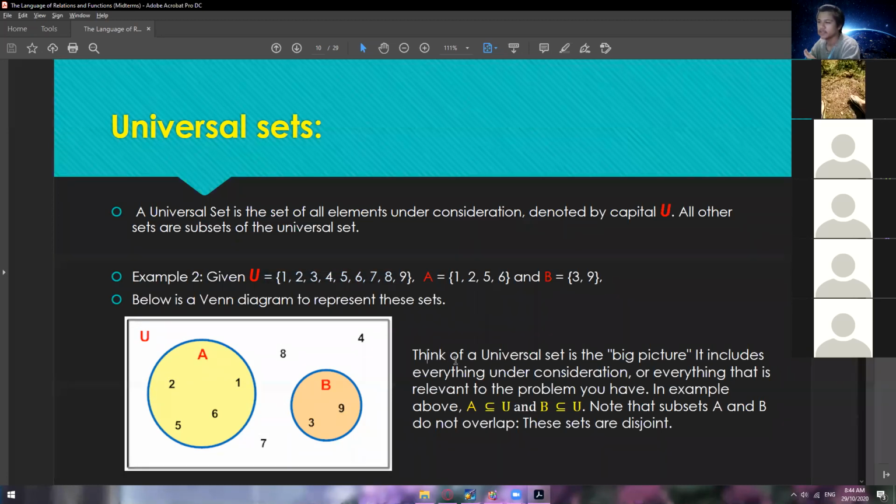You can think of a universal set as a big picture. It includes everything under consideration, or everything that is relevant to the problem you have. So in the example on the left side, A is a subset of U, and B is also a subset of U. Note that subsets A and B do not overlap. They should be separated, so you can clearly see the difference between the two. In other words, those sets are disjoint, or not connected. So that's it for the universal set.